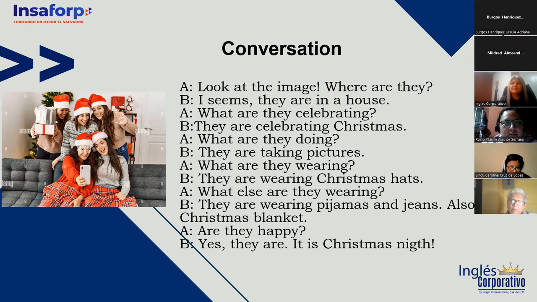Where are they? It seems they are in the house. What are they celebrating? They are celebrating Christmas. What are they doing? They are taking pictures. What are they wearing? They are wearing Christmas hats. What else are they wearing? They are wearing pajamas and jeans. Also they have a Christmas blanket. Are they happy? Yes, they are. It's Christmas night.